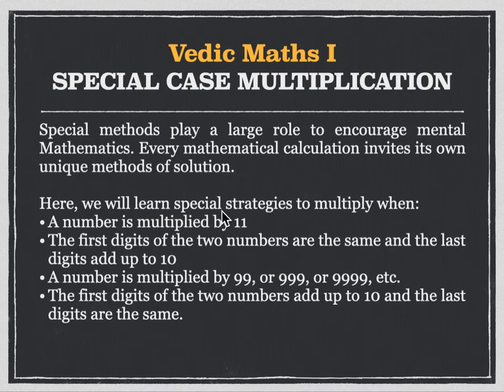So here we will learn special strategies to multiply when, number one, a number is multiplied by 11. Number two, the first digits of the two numbers are the same, and the last digits add up to 10. Three, a number is multiplied by 99, 999, 9,999, etc. And then four, the first digits of the two numbers add up to 10, and the last digits are the same. These will be the objectives that we're going to talk about in this Vedic Maths 1 special case multiplication. We're going to talk about the first bullet in this video.